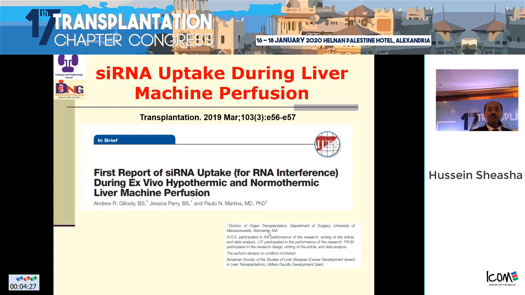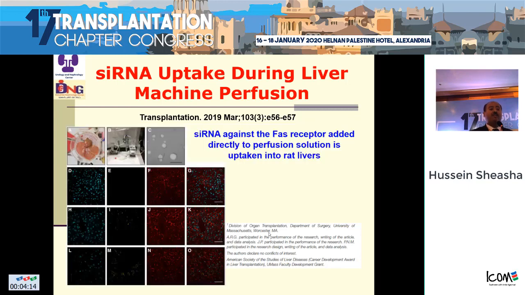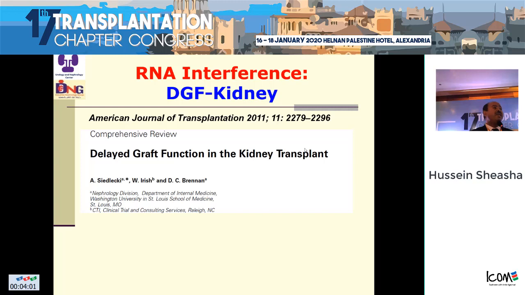And last year, this is the first report of siRNA using RNA interference therapeutics for ex vivo hypothermic and normothermic liver machine perfusion. And here, after cannulating the hepatic vein and injecting this siRNA, by this way we can stop the Fas ligand pathway and reduce apoptosis, and this may improve the liver transplant and reduce delayed graft function.